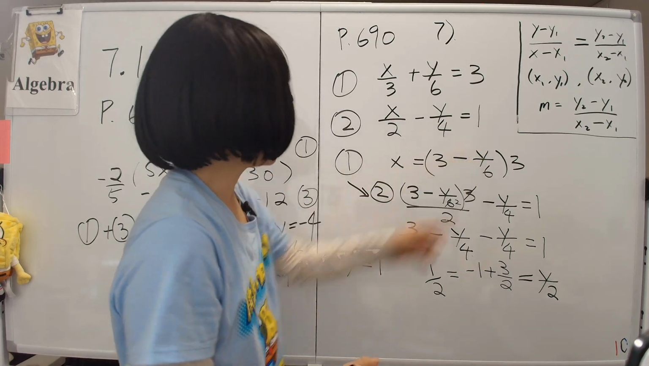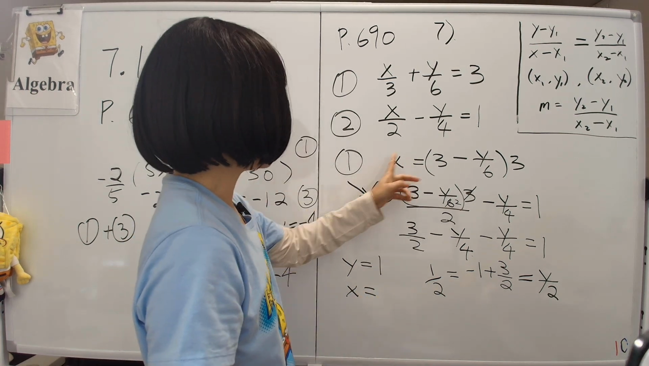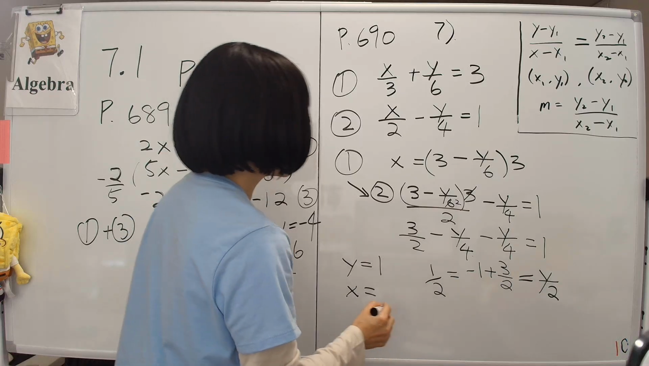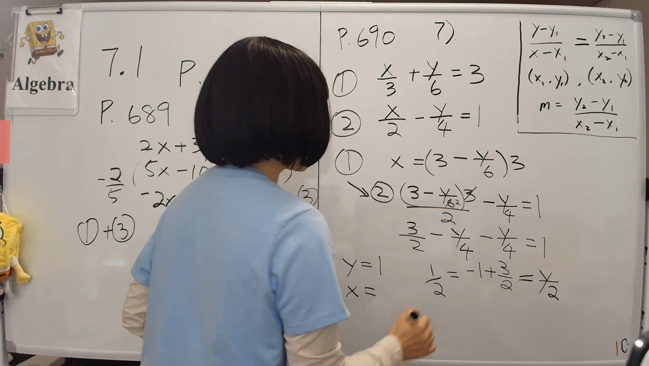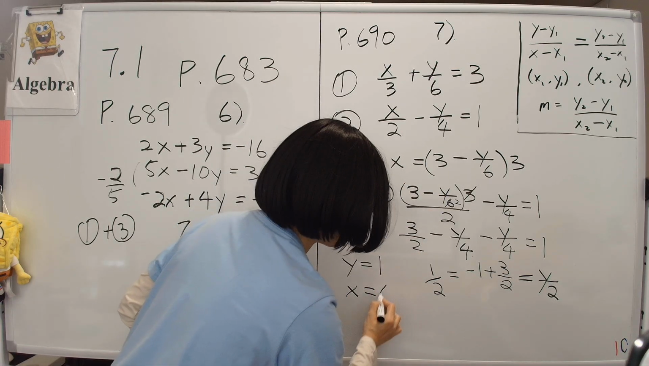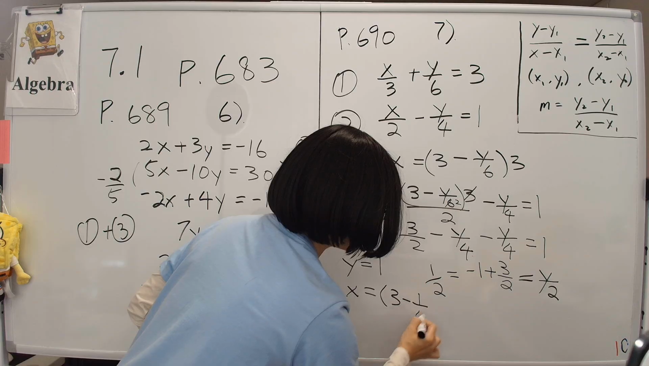If y is 1, then to find x we plug 1 into equation 1. I might have messed up on the fraction here. I hope not. So let's try this. If y is 1, we have 3 minus 1 over 6 times 3.